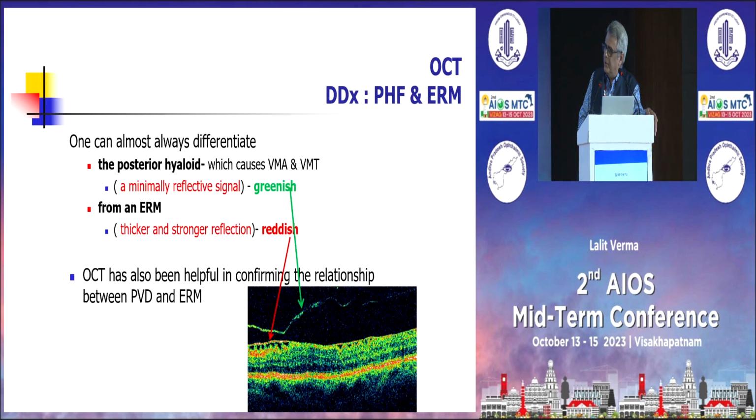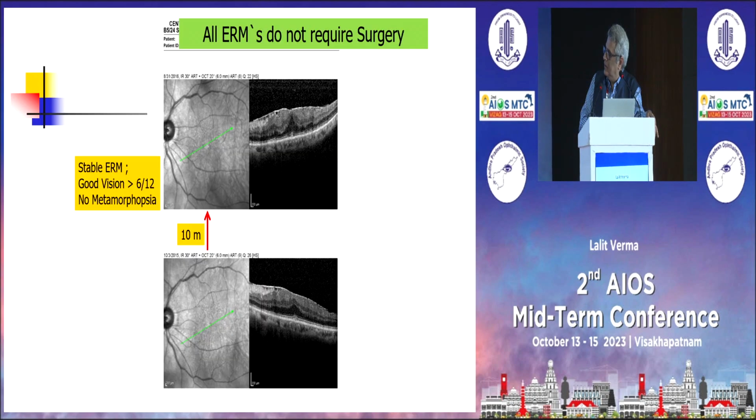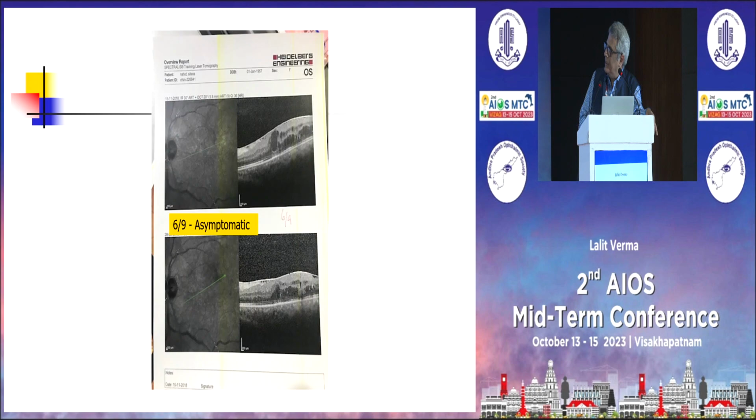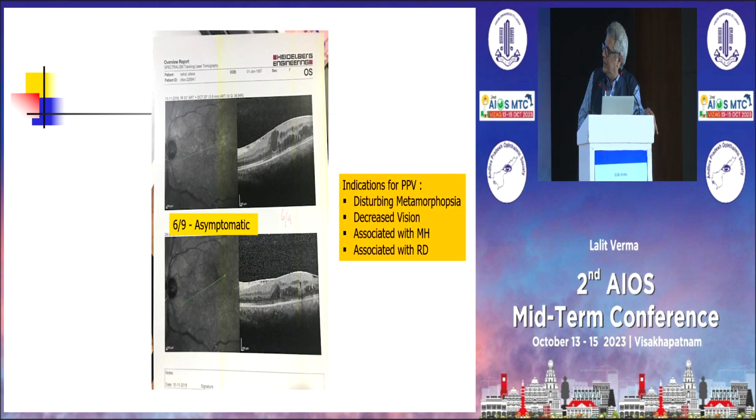So ERM is easily distinguishable. Sometimes there is no need to do an OCT, but OCT makes you wiser. But all ERMs do not require surgery. Sometimes ERM may be just an OCT finding only. For stable ERMs like this one with 6/9 vision, don't scare the patient that you require surgery. I come across patients who are carrying a prescription for 25 gauge MIVS, but if the patient is not symptomatic, please do not touch this eye. So the indications for intervening in ERM are a disturbing metamorphopsia or a drop in vision.